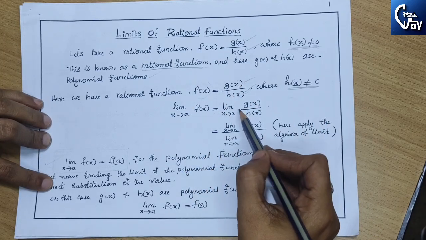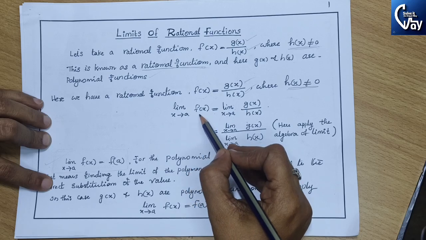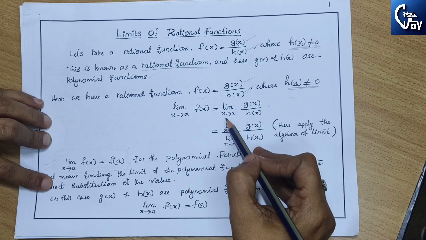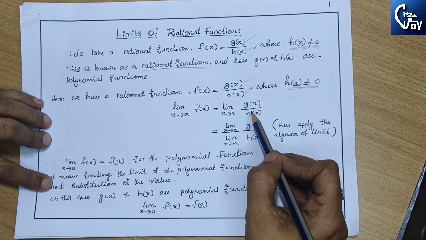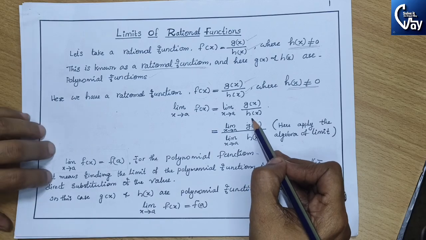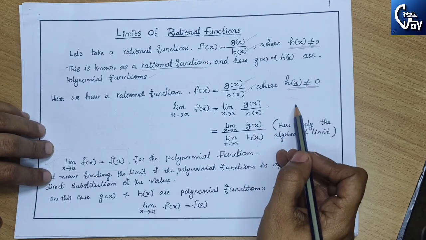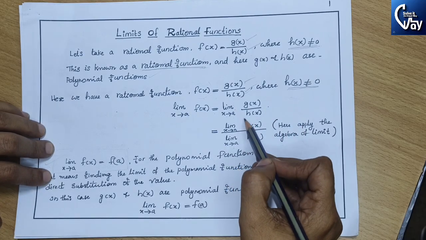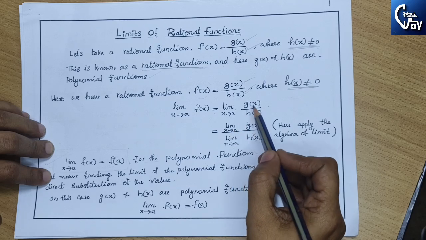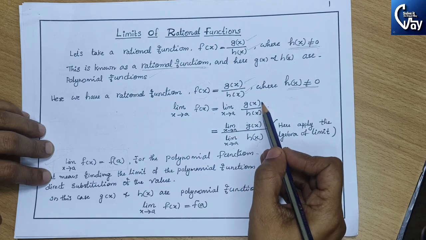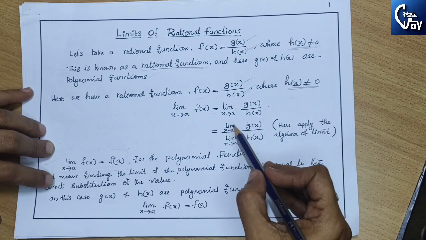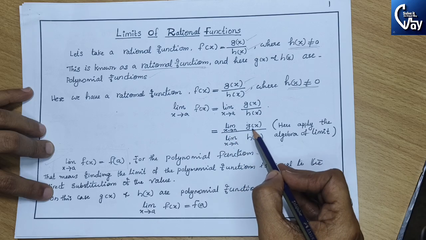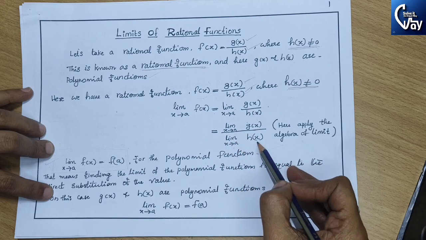Now apply the limit. Limit x tends to a f of x equals limit x tends to a g of x by h of x. Here we apply algebra of limits. That means apply the limits separately. So apply the limit to the numerator and to the denominator: limit x approaching a g of x by limit x approaching a h of x.